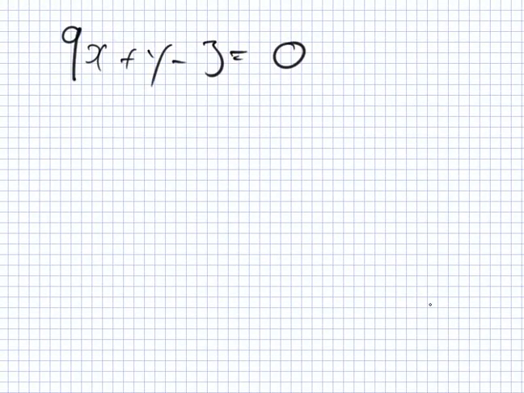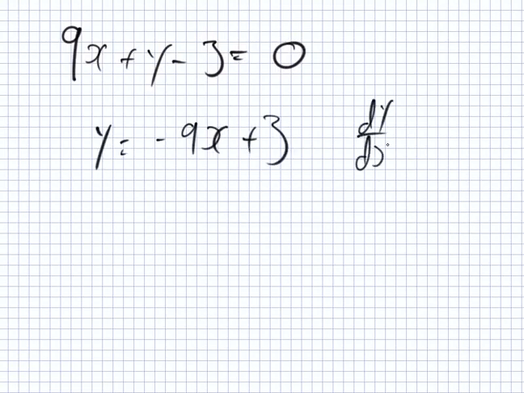Now, this one here, I want the derivative. But what's the problem with this one, so to speak? Two unknowns. But remember, y is like the function. It's like the original. So in fact, all you have to do here is rewrite this as y equals minus 9x plus 3. So what does dy dx equal? Minus 9.